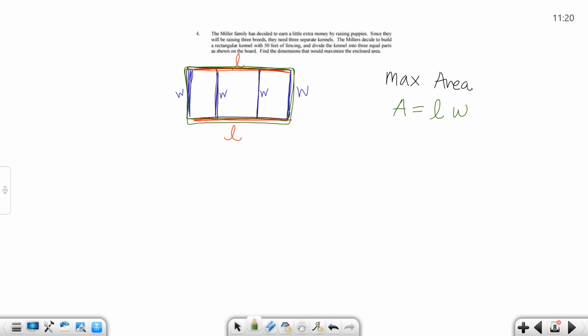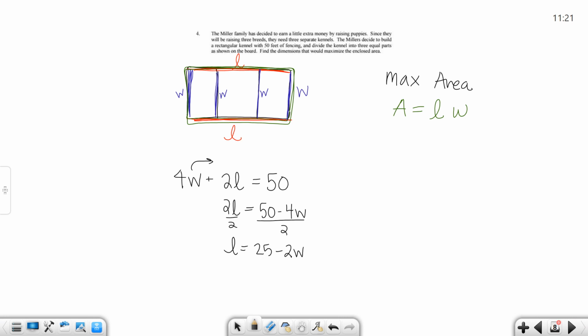So I need to use my other facts. The other facts that were given were that you had 50 feet of fencing. Well, if you look at your picture up here, there were 4 W's and 2 L's, and that's how much fencing that you used. Now, at this point, it doesn't matter which letter you change it to. I've been solving for L every time, so I'm just going to continue in that manner. So 2L would equal 50 minus 4W. To solve for L, I'll divide both sides by 2. So L would equal 25 minus 2W.